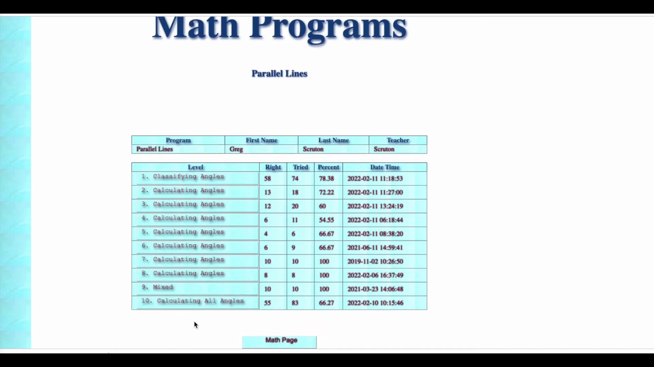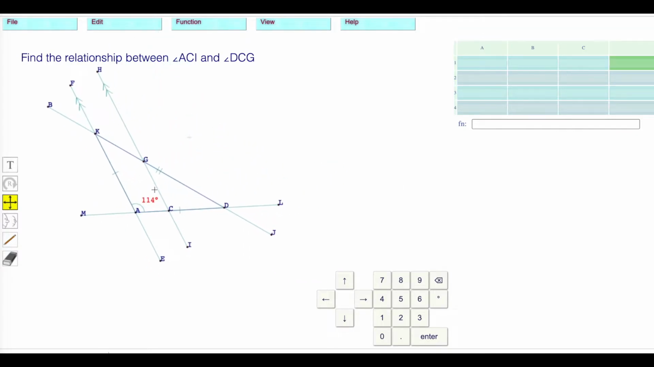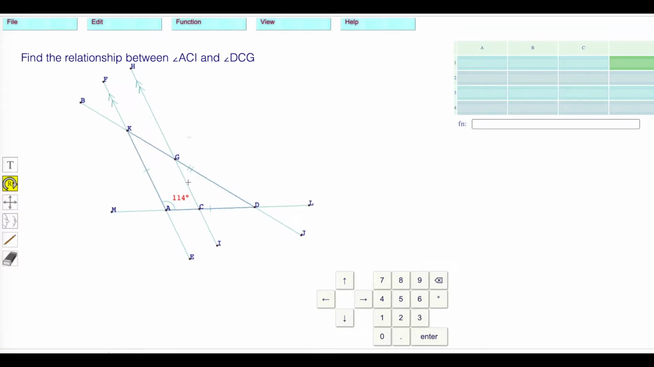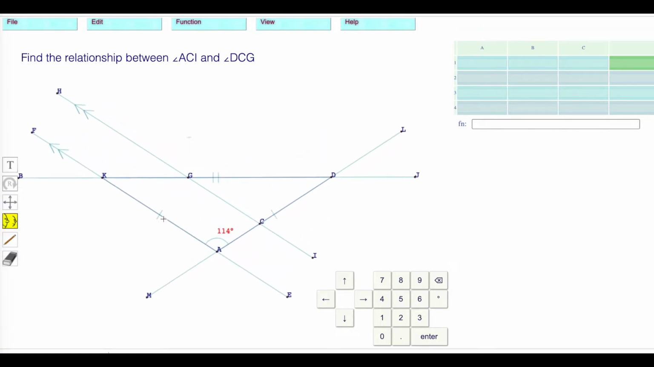We have 10 levels. Level 1 is classifying angles. Things that you can do: you can click on the shape and move it around with the transformation tool down. You could rotate the shape if you like that. You could stretch it, make it larger with the stretching tool, or you can shrink it.